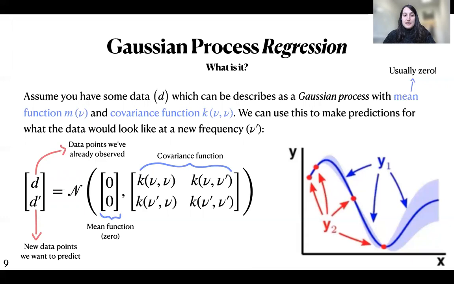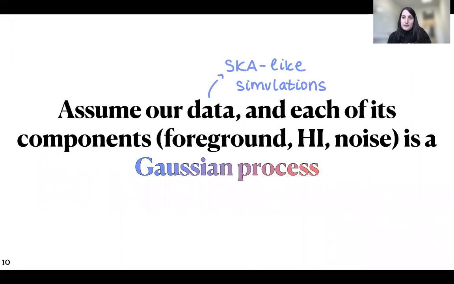Essentially what we're saying is, given this data we already know, and the fact that we're describing it as a Gaussian process, what would the data look like at new points? In our case, we assume that our data and each of its components, such as foreground, the H1 cosmological signal, and noise, can be described as a Gaussian process. And we are using futuristic SKA-like simulations.